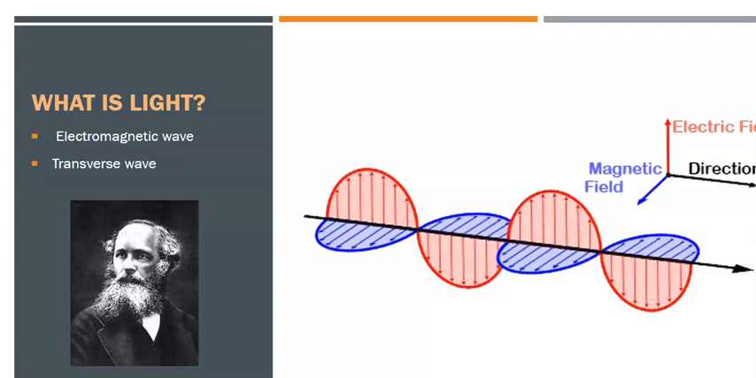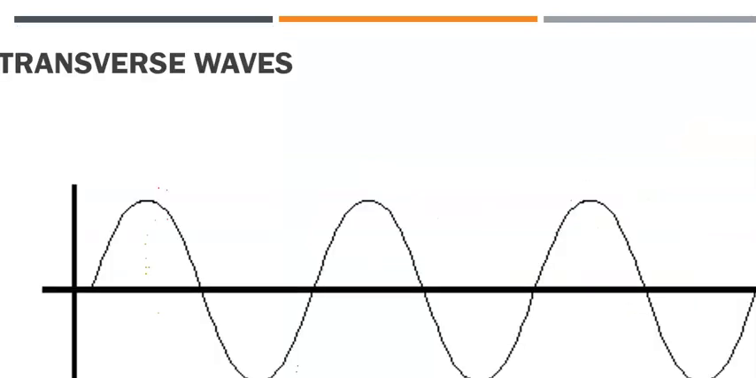James Clerk Maxwell classified light as an electromagnetic wave. This is when a magnetic field and electric field move perpendicular and sinusoidal to each other. Both fields are also perpendicular to the direction of motion, making it a transverse wave.